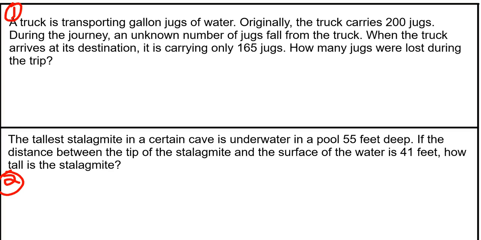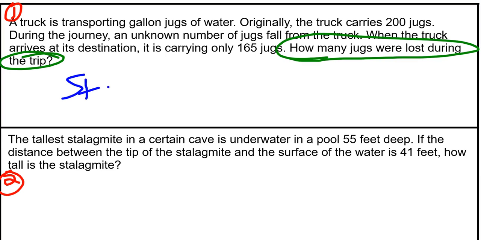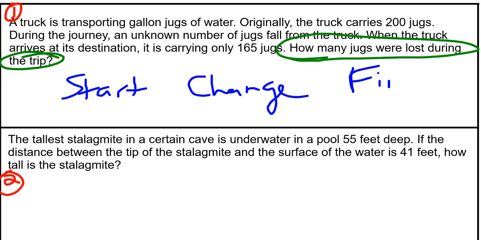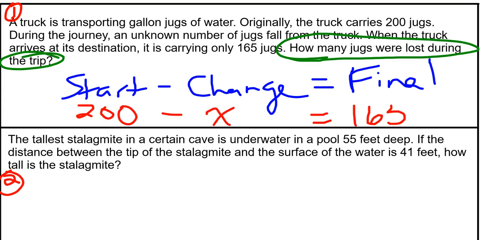Okay, so in this first problem, the unknown that we're looking at is how many jugs were lost during the trip. If we're thinking about a verbal model for this, where this is another one where we have an original or a starting number of jugs, something changed, and we ended up with a final number of jugs. So in this case, it is again start minus change equals final. We started with 200 jugs, we lost some unknown number, and we ended up at 165.